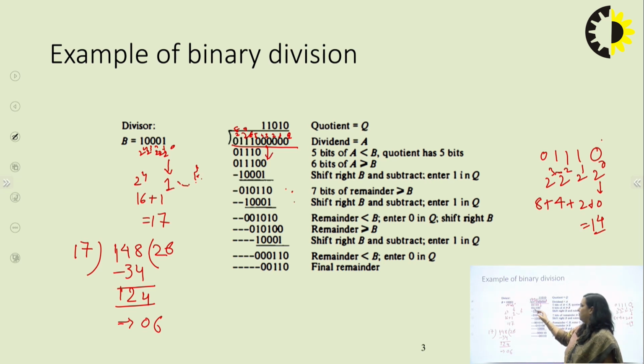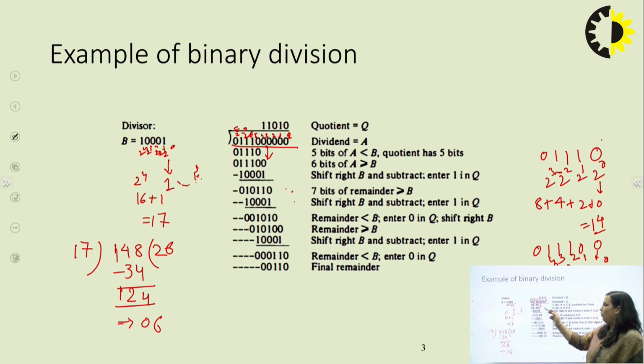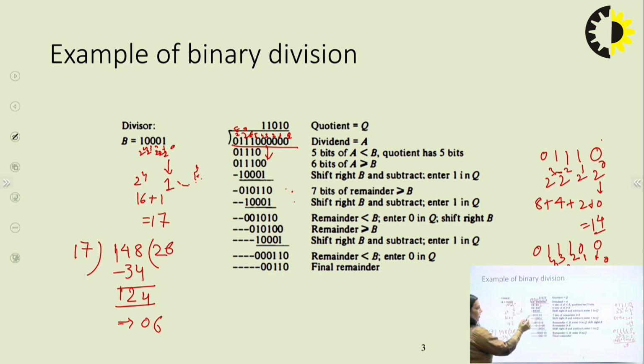Now we will check the value of this. The value of this is 0, 1, 1, 1, 0, 0. It is 2 raised to power 0 plus 2 raised to power 1 plus 2 raised to power 2, 2 raised to power 3, 2 raised to power 4. So it is 0 plus 0 plus 2 raised to power 2 is 4, and 2 raised to power 3 is 8, and 2 raised to power 4 is 16. So it is 28. Now 28 is greater than 17. Now we can perform the division. So we will shift right B and subtract.